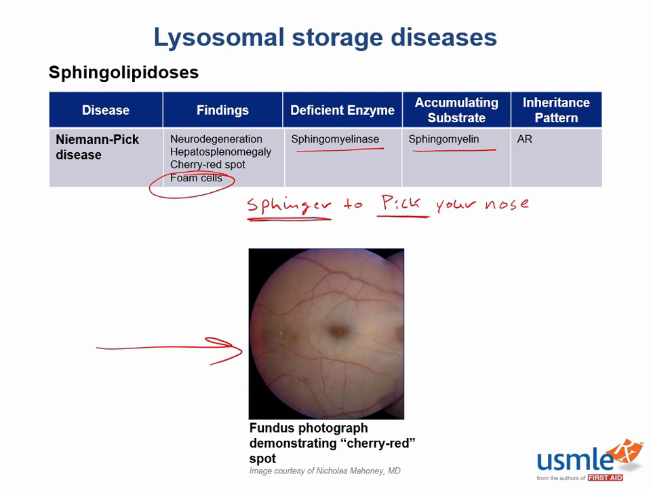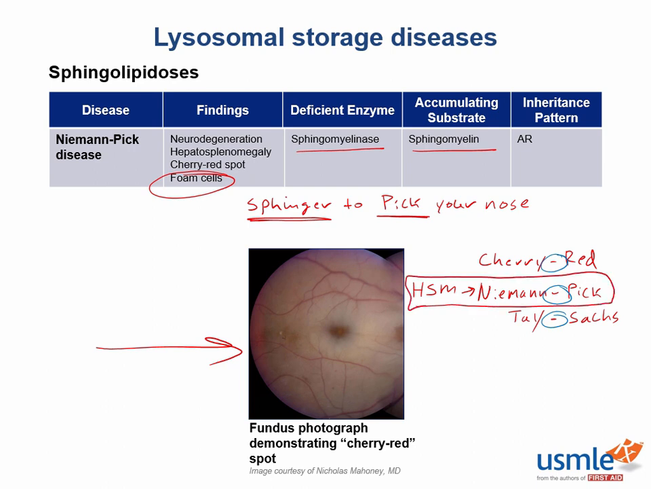And here what the question will say is that you have a fundoscopic exam which shows a cherry red spot. And if you hear this, Niemann-Pick disease needs to cross your mind. Now, an excellent way to remember which diseases have a cherry red spot is by looking at the hyphen. Cherry red is hyphenated, and so is Niemann-Pick, as well as Tay-Sachs disease. Now, it's also good to remember that Niemann-Pick disease is associated with hepatosplenomegaly, while Tay-Sachs disease is not.